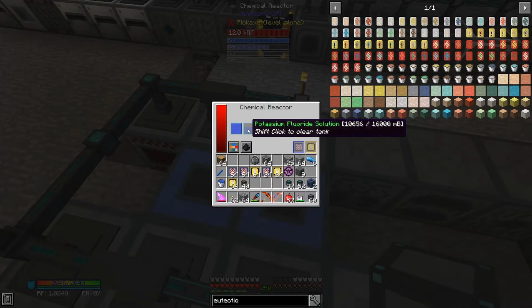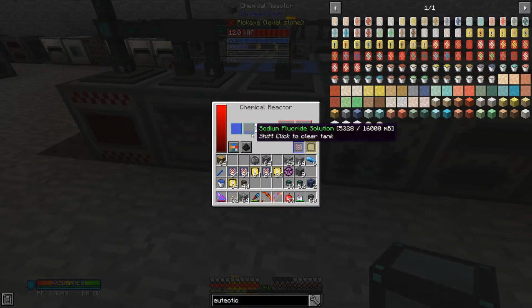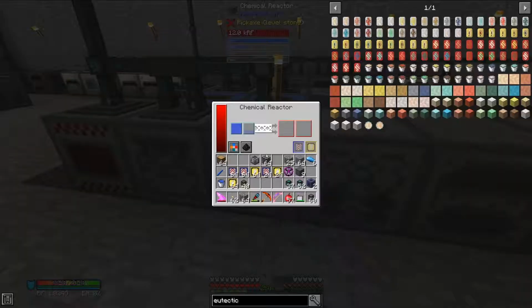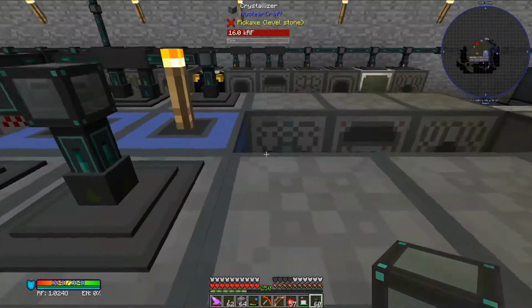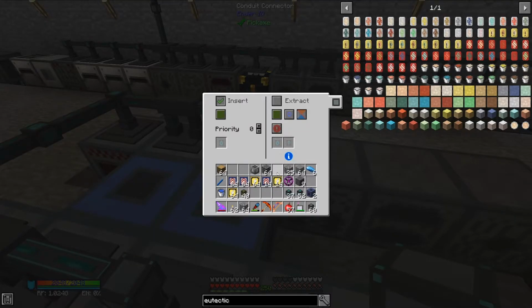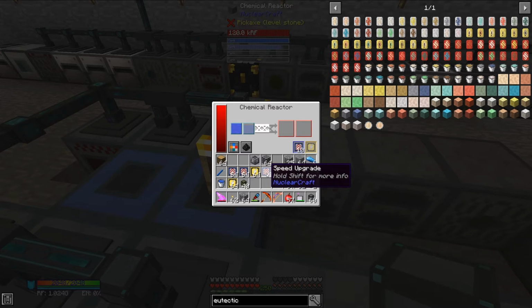So let's see here. We have the potassium fluoride over here, and then we have the sodium fluoride over here. And let's go ahead and speed these machines up as well. I know that's probably getting a little redundant, but whoops, clicked on the right thing there.